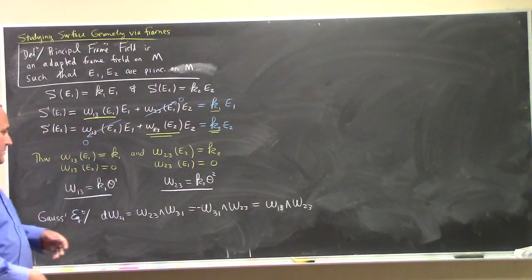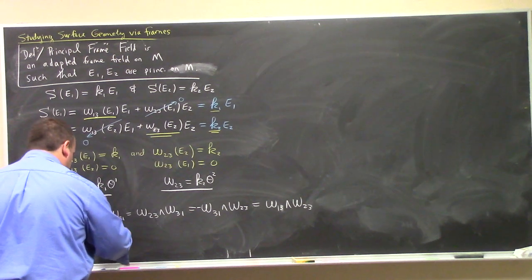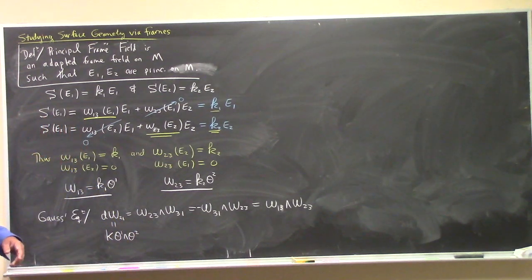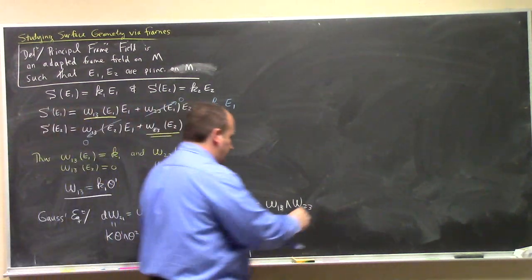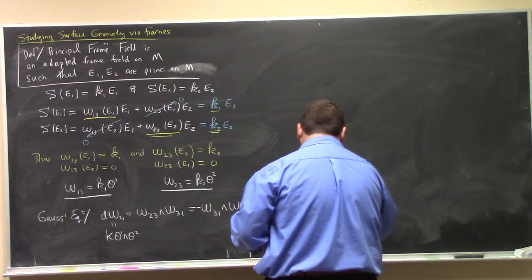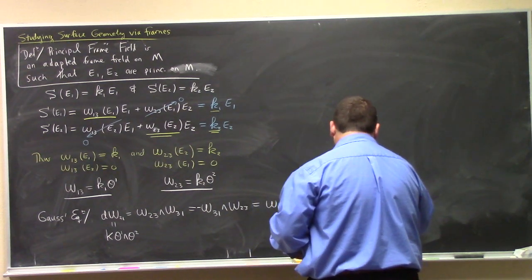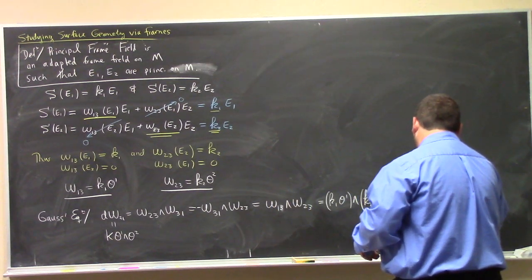Okay, but here's what I'm trying to get at for the moment. We know that this is equal to K, theta 1 wedge theta 2, right? And what is omega 1,3 wedge omega 2,3 equal to? For a principal frame, it's K1 theta 1 wedge K2 theta 2, also known as K1 K2 theta 1 wedge theta 2.